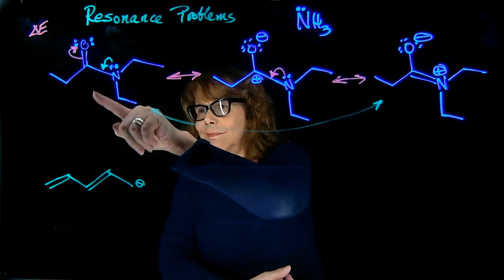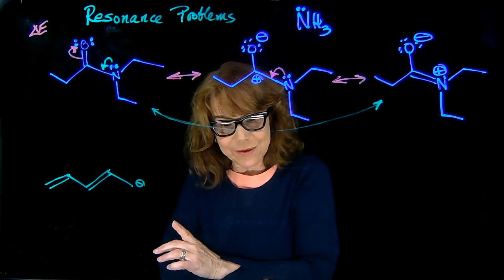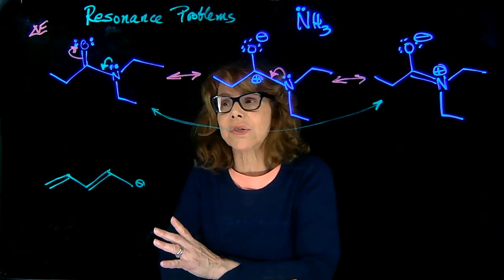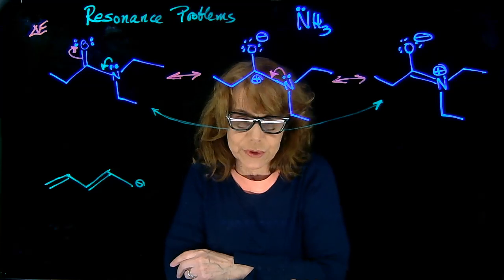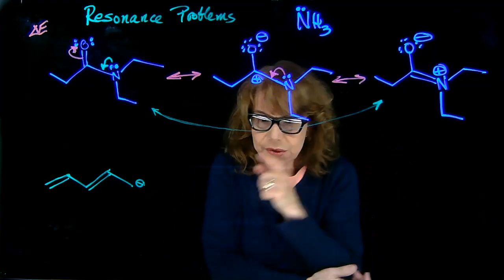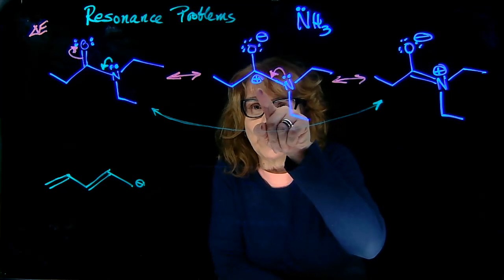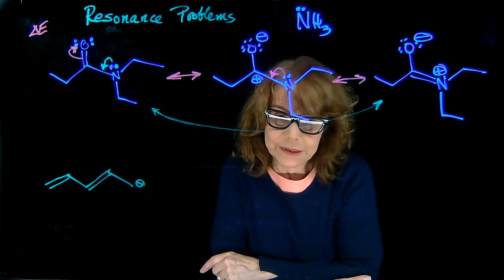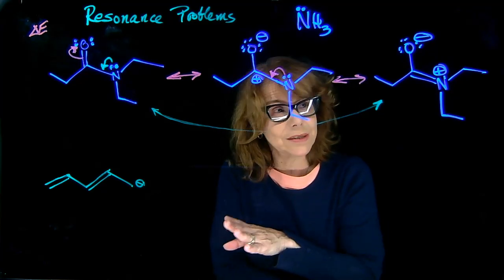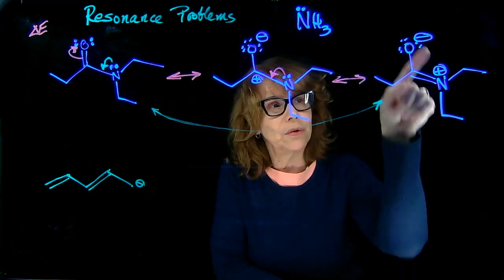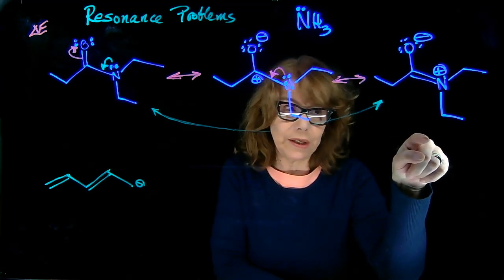So here, no charges. Octet is complete at all the atoms. So that should be the most contributing. Next, we have these 2 structures. The structure in the center has a carbon where the octet is incomplete. So that contributes less to the hybrid. Here, you have octet complete in all the atoms.